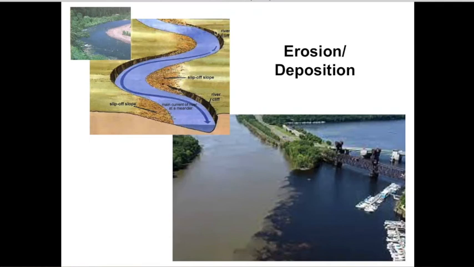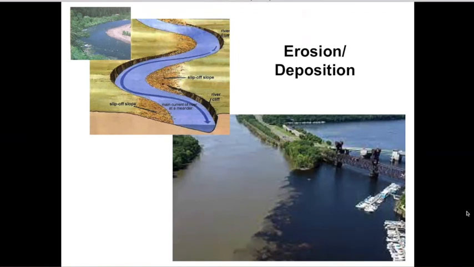And so on the outside of the curve, it cuts. That's called erosion, weathering and erosion. It cuts away. And that means on the inside of the curve where it's moving slow, it drops some of the sediment. And we can see this clear as day out at the creek in the cross-country woods. So I'll show you that tomorrow.